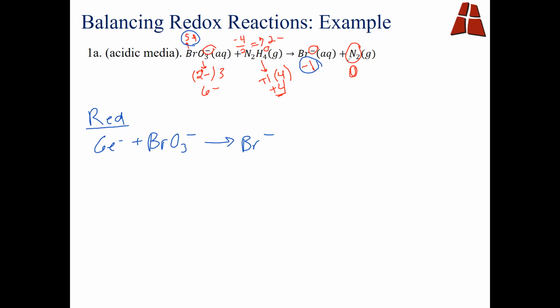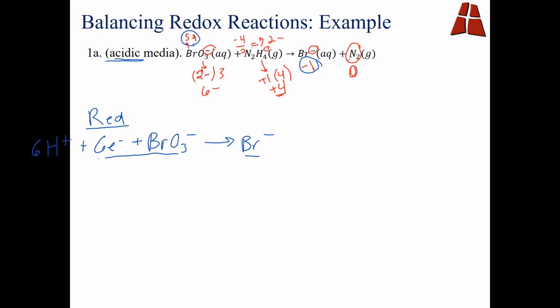Now we want to balance the charge of the reaction by adding protons, because we're in acidic media. If we want to balance that charge, we have a charge of 7- on our reactant side between our 2 reactants, electrons and BrO3-, and we have a charge of -1 on our product side. So -7 and -1 have a difference of 6, and that would be 6H+.